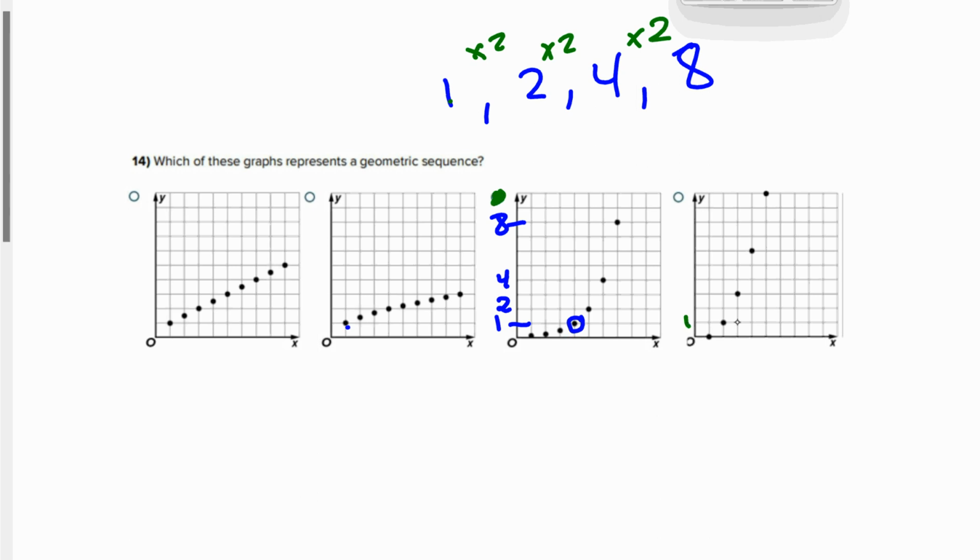This one's a little bit off. It goes from 1 to 3. So I'd have to multiply by 3, right? But the next one, if I multiply by 3, I should get 9, but I only get 4, 5, 6. So that's not the same, right? Multiply by 3, but then multiply by 2. Has to be the same multiplication each time. So it'd be that one.